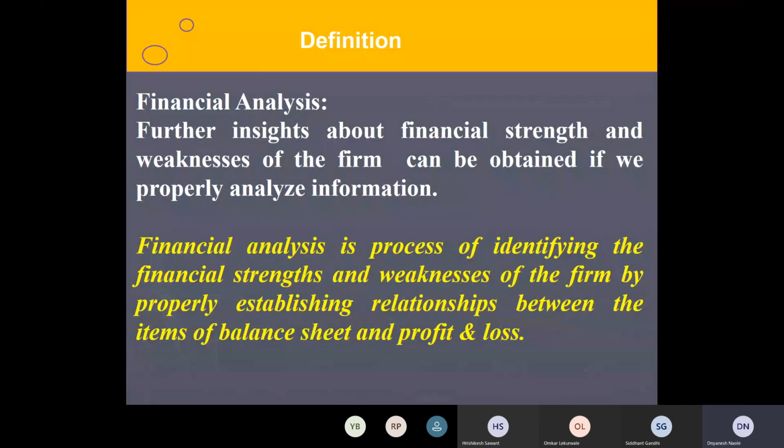Okay, so going further ahead, we can even try to get some quantified figures by relating the various items in the balance sheet and the profit and loss account. Okay, which can give you a very quick idea about the financial position of the firm. So the users of the financial statements can get further insights about the financial strength and the weaknesses of the firm if the information is properly analyzed.